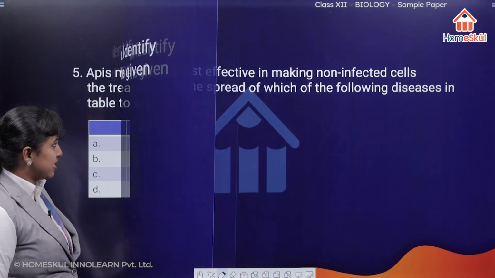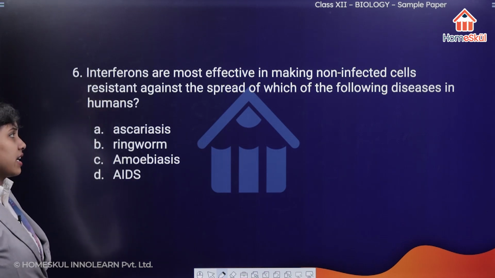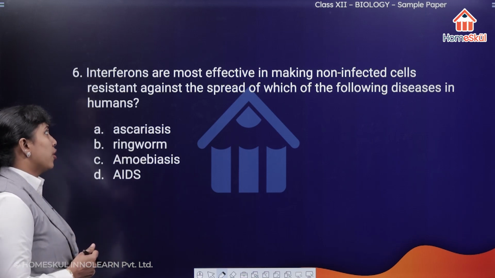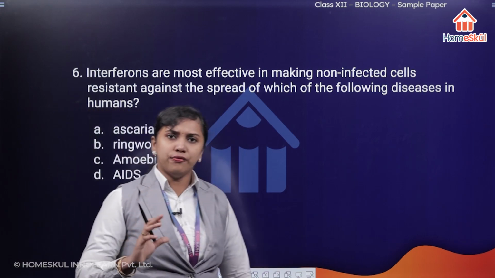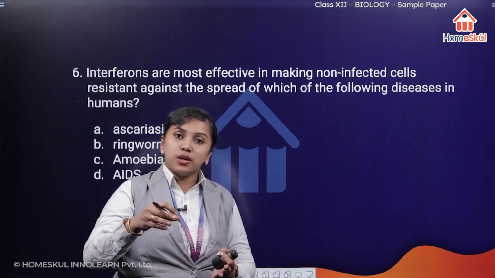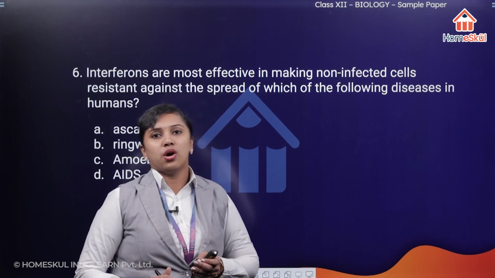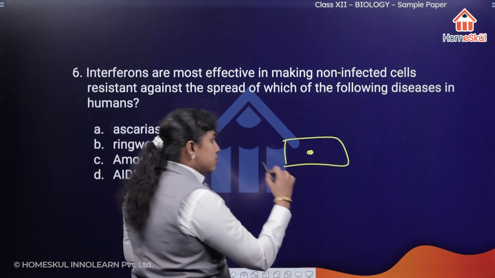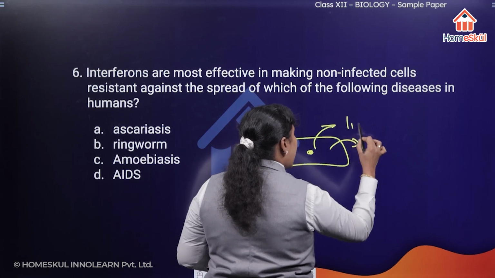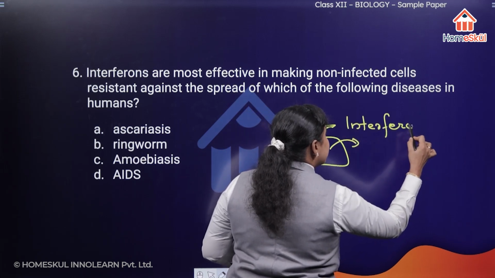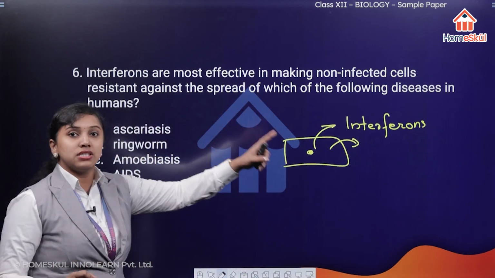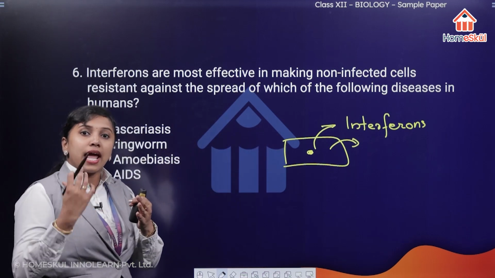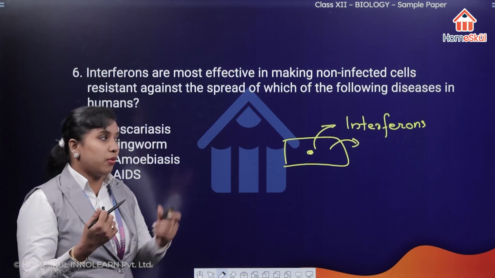Okay. So, next question. Interferons are most effective in making non-infected cells resistant against the spread of which of the following diseases in humans. So, we know that interferons are produced by cells which are affected by viruses. If this is a cell which is infected by a virus, it will start producing the interferons to warn the surrounding cells of this virus attack. These interferons are actually aimed at protecting or warning the surrounding cells about this viral attack.